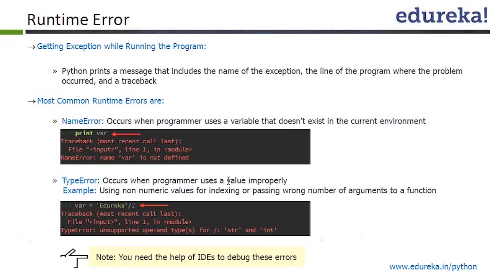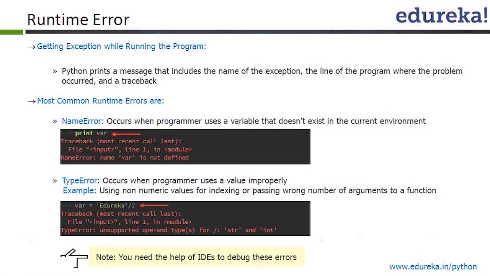A type error occurs when a programmer uses a value improperly. For example, using non-numeric values for indexing or passing the wrong number of arguments to a function. Basically, if you want to divide a string by a number, it will give you an error as well. It gives you a type error because you are trying to divide a string by a number, which is not possible.